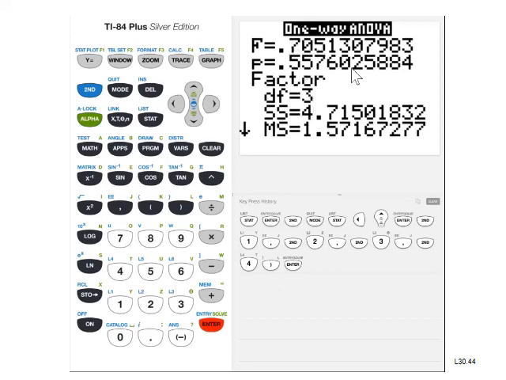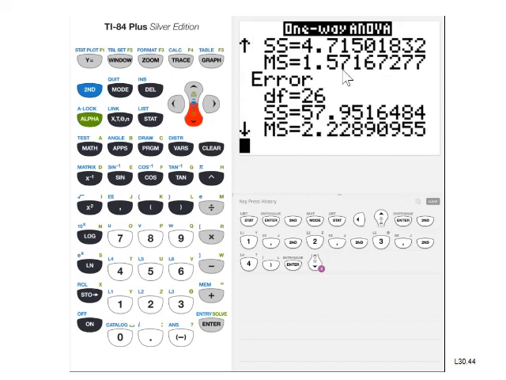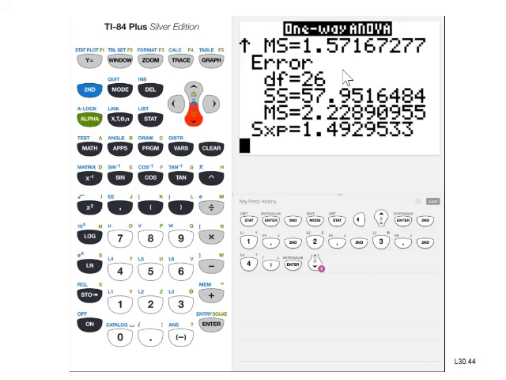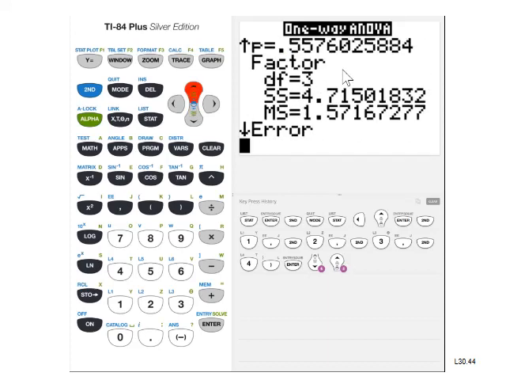Notice that we get everything that we want for our ANOVA table. We get the value of F and the p-value. We get the degrees of freedom, the sum of squares, and the mean of the squares. Remember, that's out of the numerator. And as we go down, for the error, remember this is for the denominator, we get degrees of freedom, sum of squares, and mean of squares. And we get a standard deviation reported. But remember, what we're most concerned about is that p-value.